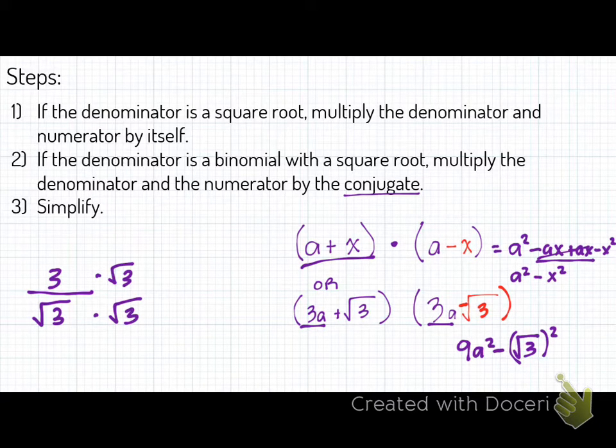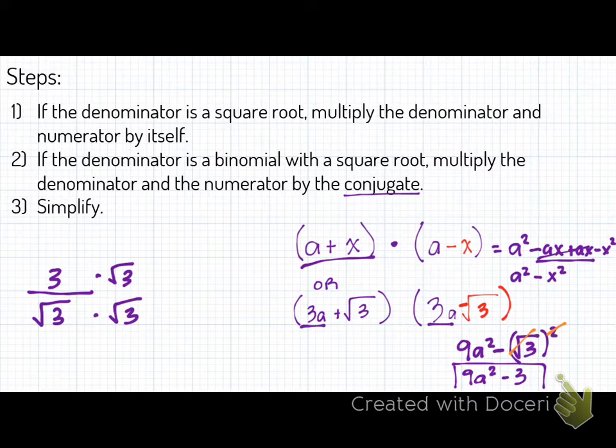And then think about rad 3 squared. What happens when you square a square root? It just cancels itself out, so all we're left with is just 3. So it's like saying 9a squared minus 3. Super easy, right? So that's what a conjugate is for. It makes it look a little bit nicer. So take a moment. Please pause the video again on this slide. Write this down.